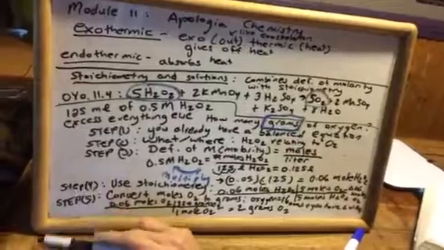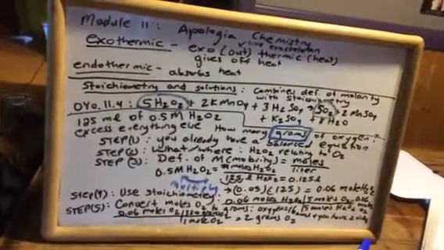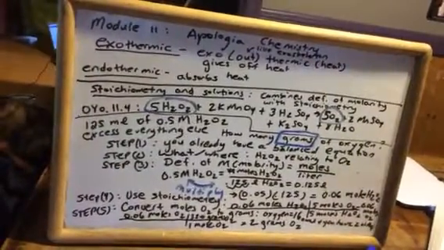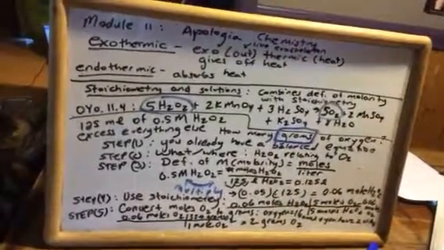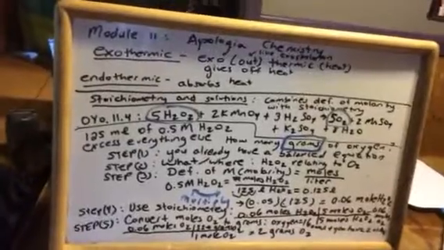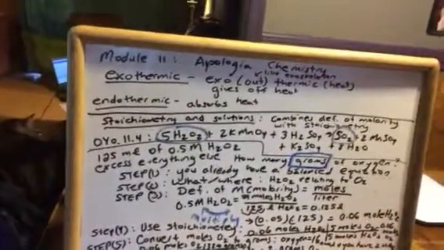Okay, welcome back. This is Apologia Chemistry, Module 11. We're actually on page 364 if you want to follow along in the book. We've been talking about the chemistry of solutions, so we're going to take a minute and talk about a couple of terms that you need to know.